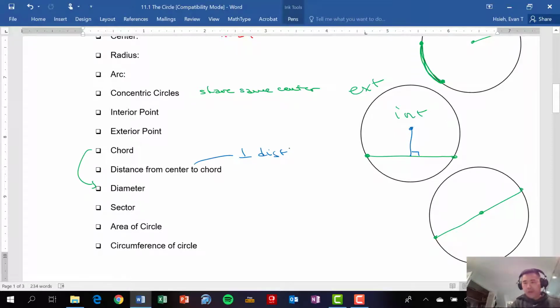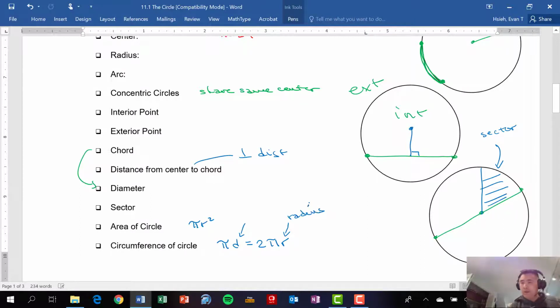And a sector is basically going to be like a piece of the pie. We'll get into more of that later in the chapter. Area of a circle, of course, is going to be pi r squared. Most of you should know that from elementary school. And the circumference of a circle is pi d, also known as 2 pi r, where d is the diameter and r is the radius.